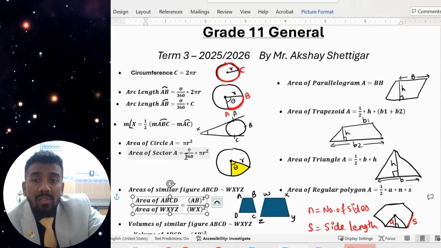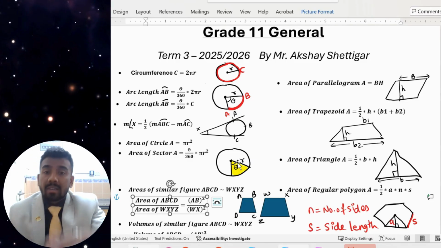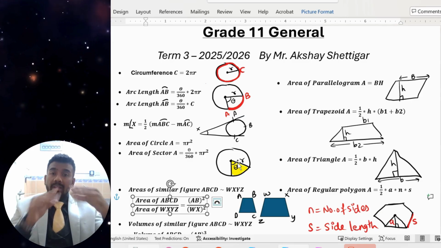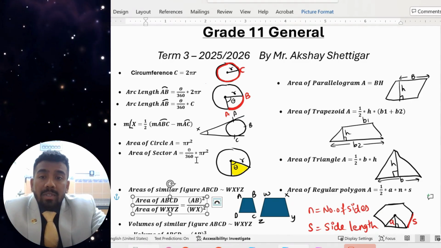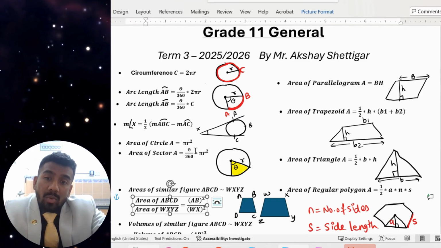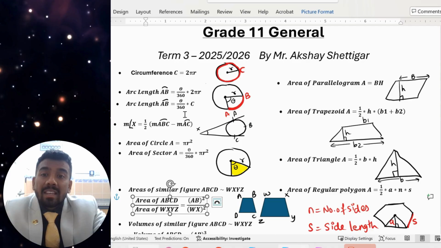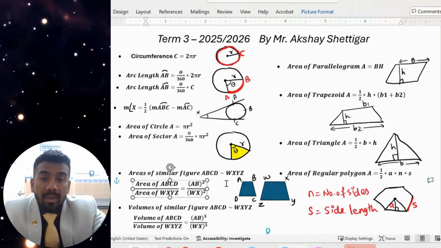How do you find the area of a sector? This yellow part, it's a sector, the small pizza. So how do you find the sector? Theta over 360 times pi r square, where theta is the angle in degrees. Same here, theta is the angle in degrees.